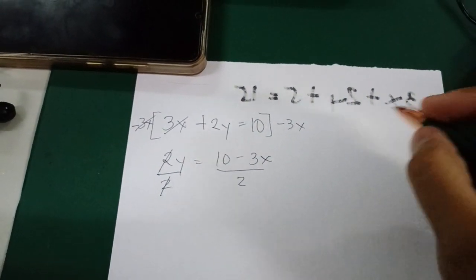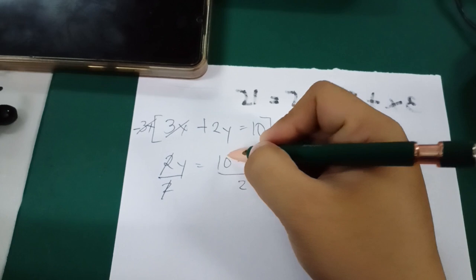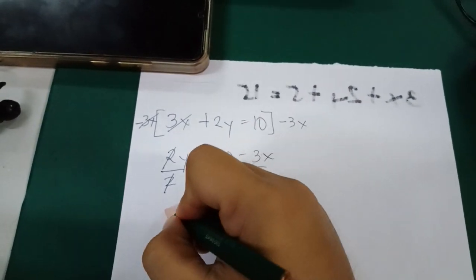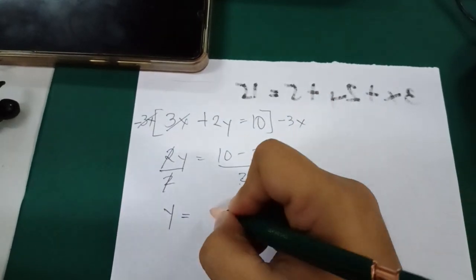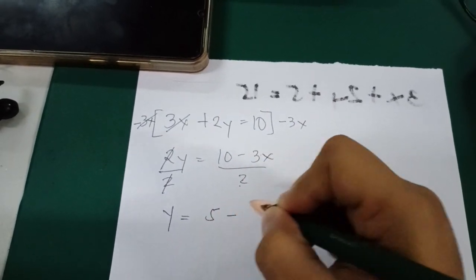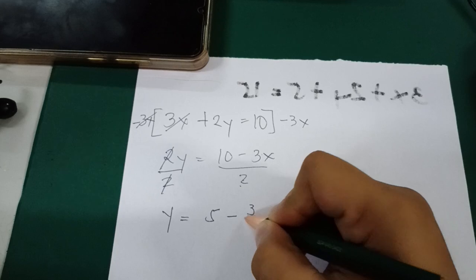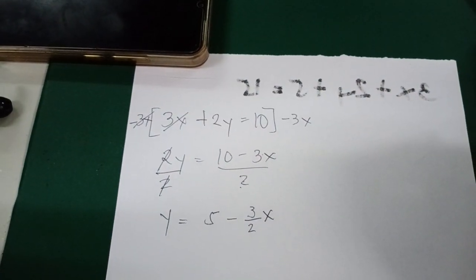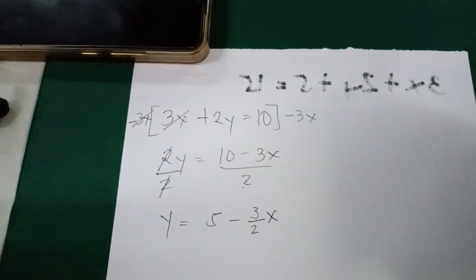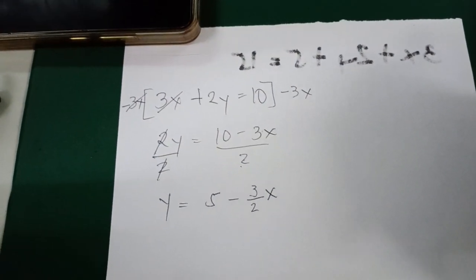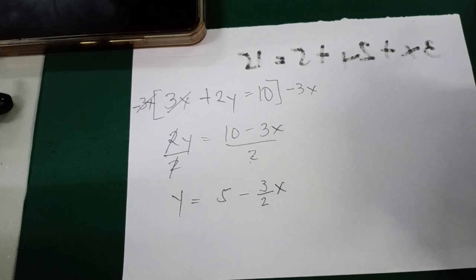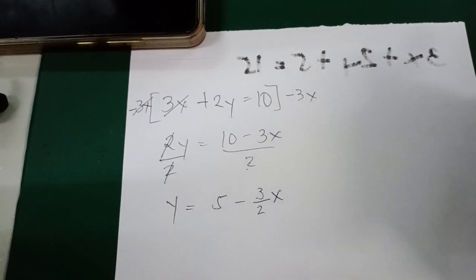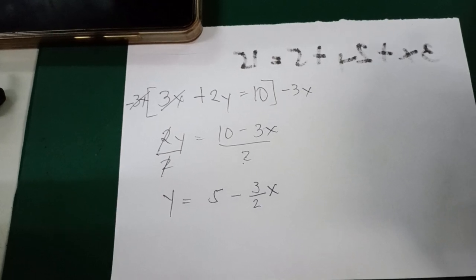Now, we can actually divide 10 and 2, but we cannot divide 3x and 2. So we'll be left with y is equal to 10 divided by 2 is 5 minus 3 over 2x. So that's how we solve for linear equations with two variables. That's all, and I hope this would correct our mistake yesterday.